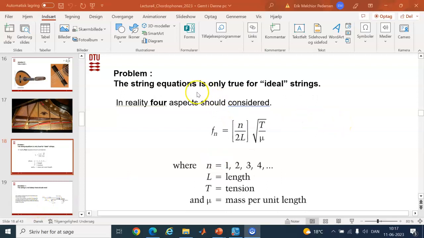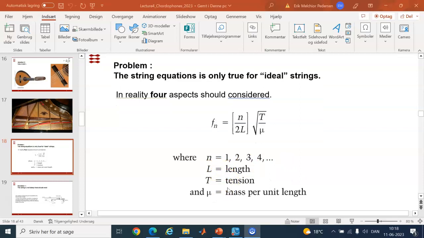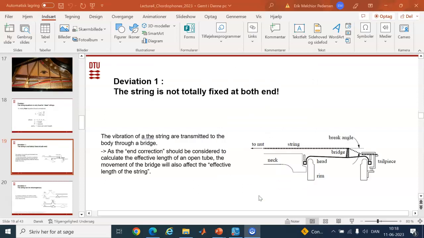Problem. The string equation is only true for ideal strings. In reality, 4 aspects should be considered. Fn is n divided by 2L times the square root of tension divided by mass per unit length. N is 1, 2, 3, 4, 5, and so on. L is length, T is the tension, and mu is the mass per unit length.